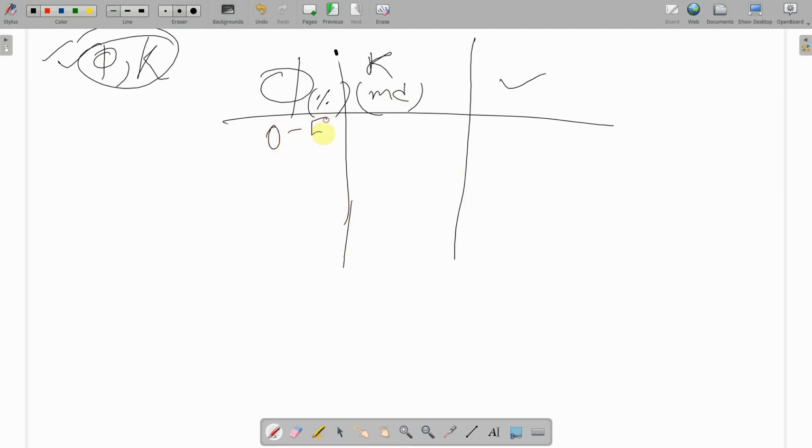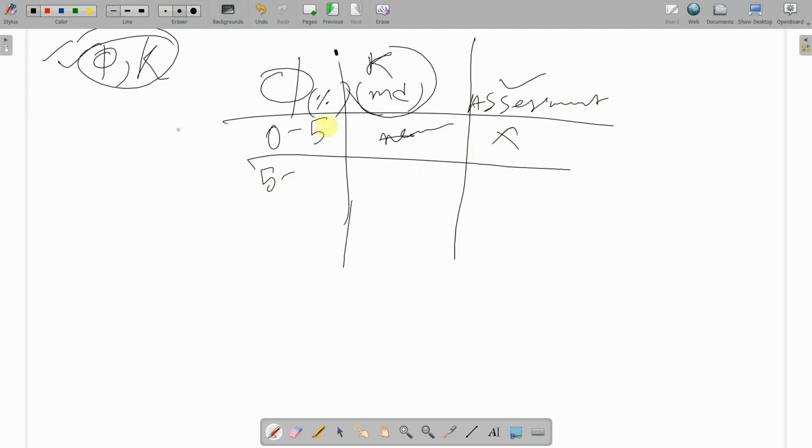Suppose the porosity is 0 to 5. If the porosity is so low, then the permeability will be negligible for obvious reasons. So this is not good for your assessment. This rock is not good for your reservoir. This rock cannot be a reservoir.